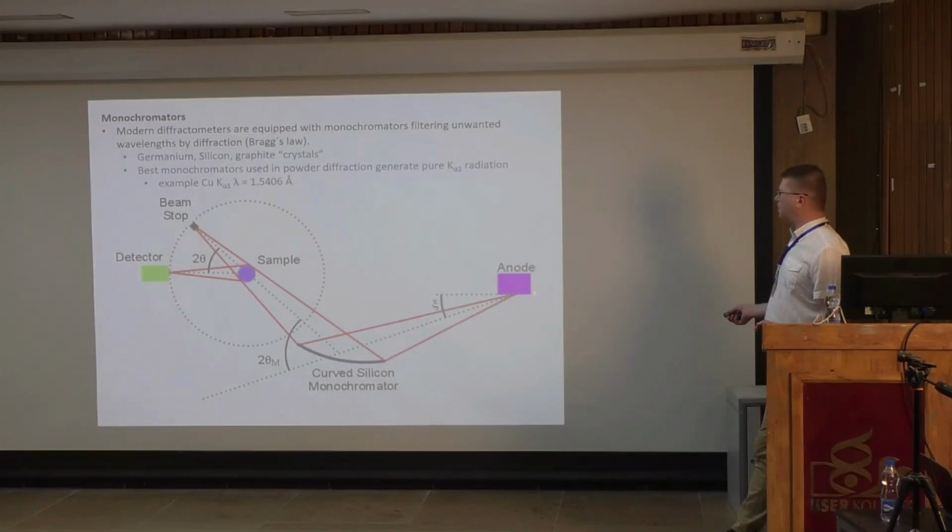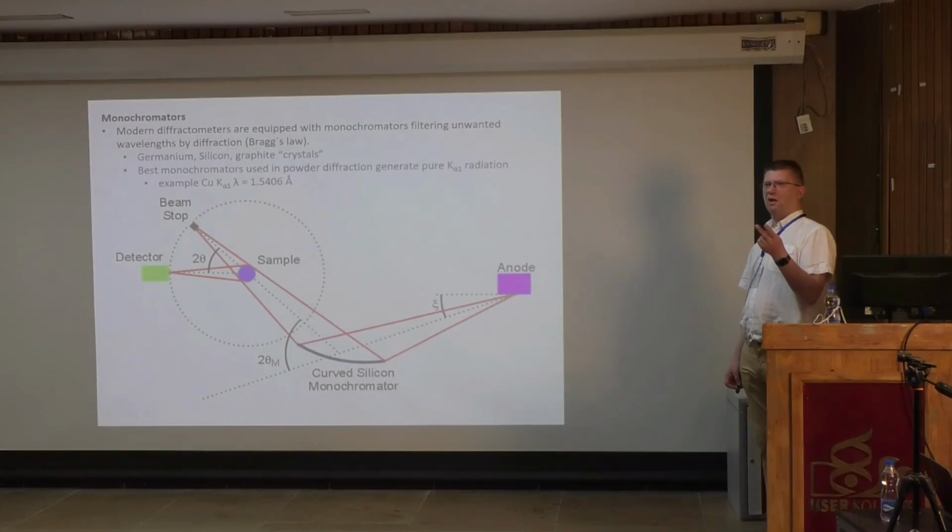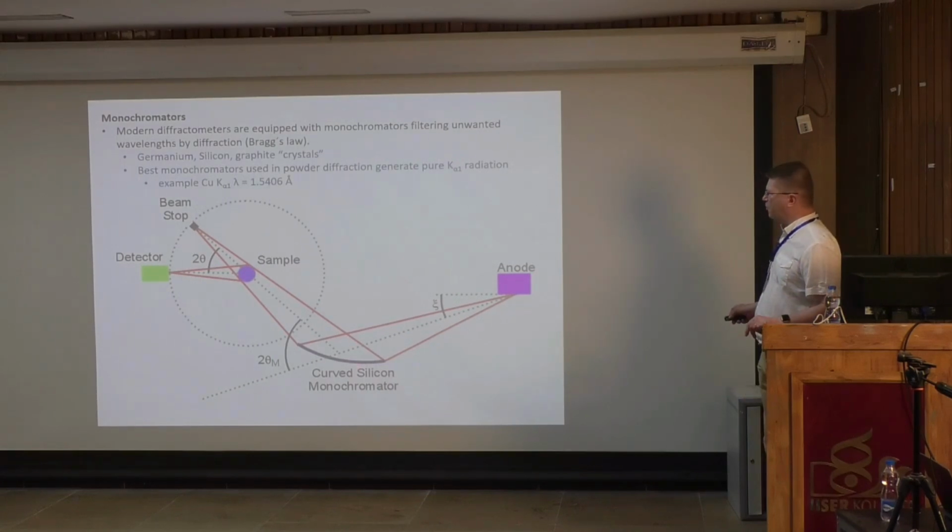So from the anode, we shoot electrons, and we create here the X-rays. Now these X-rays contain both the alpha and the beta radiation. But the point is, because we have a curved crystal, the X-rays will be diffracting from this curved silicon, in a very similar way to how they will diffract from our own crystal.